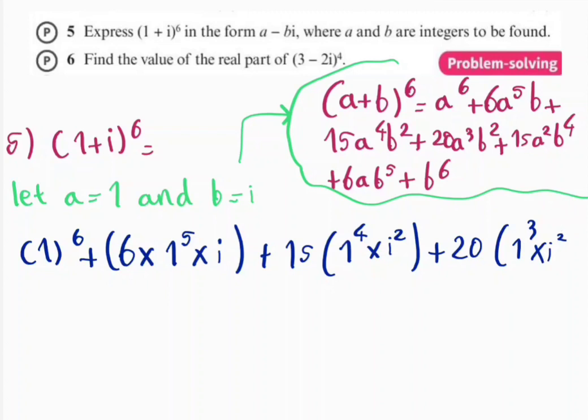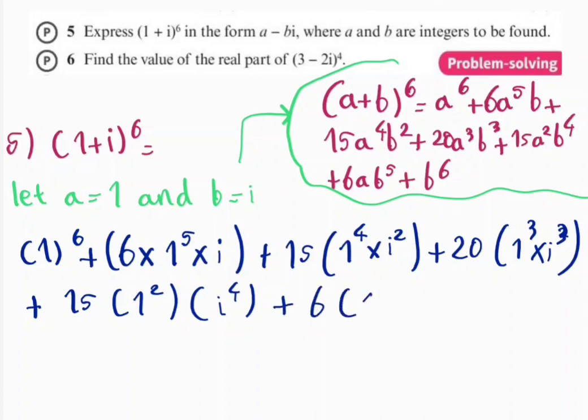Oops, I've made a mistake here while I was writing this, because here it should be b cubed. So we will have i cubed here, not i squared. So that plus 15 times 1^2 times i^4 plus 6 times 1 times i^5 plus i^6.